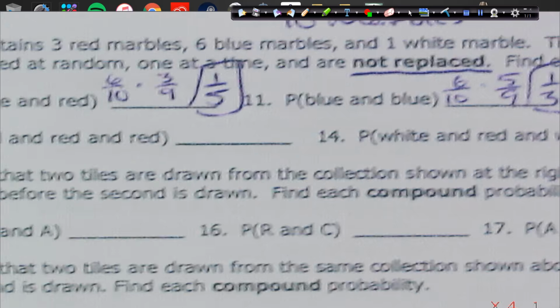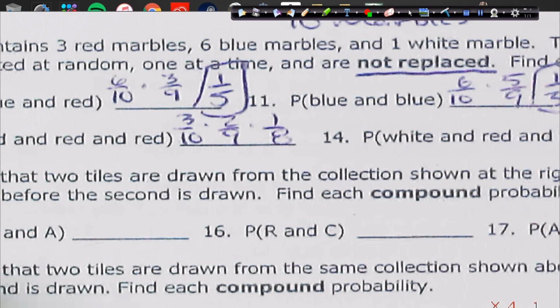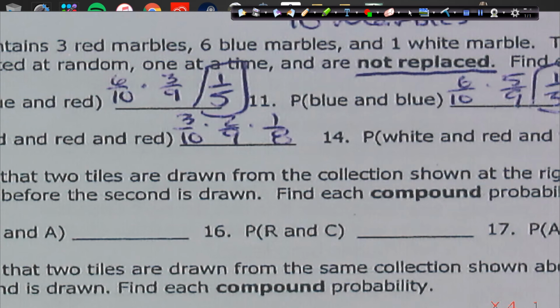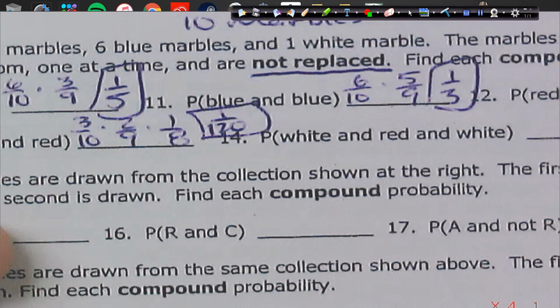Red, red, and red. That's going to be 3 out of 10, 2 out of 9, and 1 out of 8. So we get 6 on the top, divided by the 10, the 9, and the 8. Whoops, I think I did that wrong. 6 divided by 10 times 9 times 8. There we go, 1 out of 120.